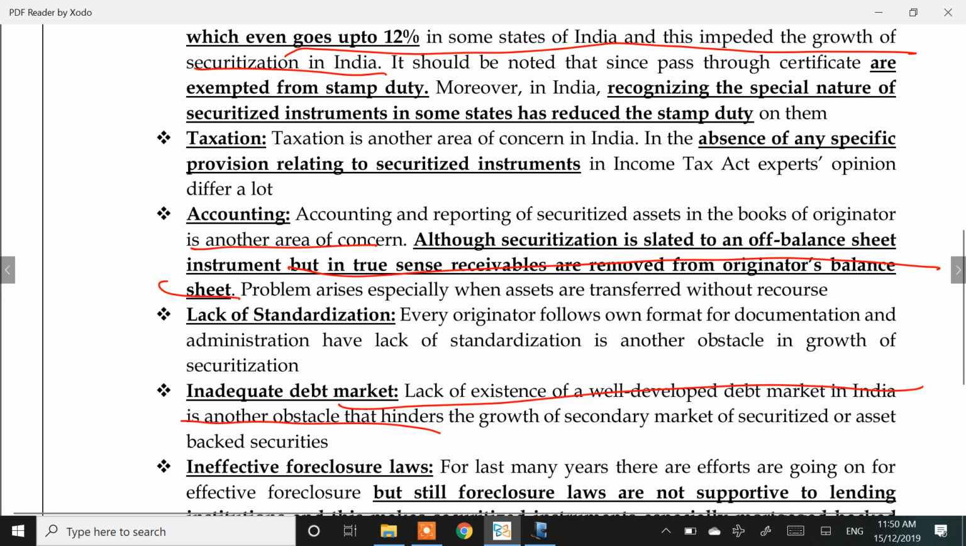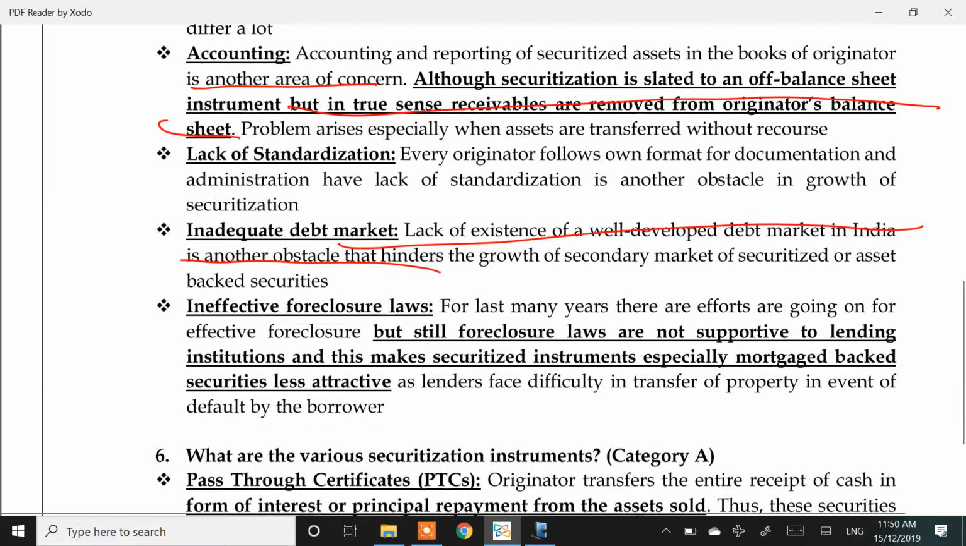There are also ineffective foreclosure laws. Foreclosure matters if there is a default by the original borrower on the securitized instruments: how do you take care of that? The laws are not supportive to lending institutions, and this makes securitized instruments less attractive because lenders find it difficult to transfer property in the event of default by the borrower.